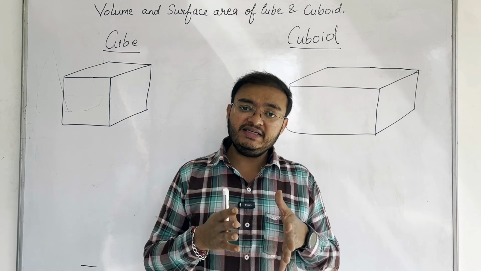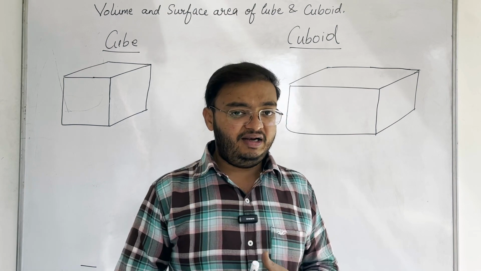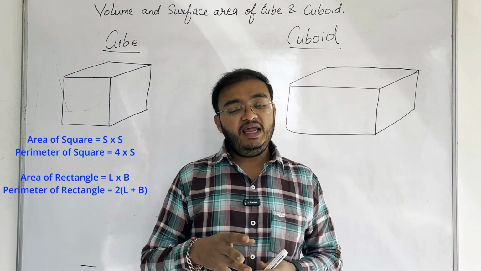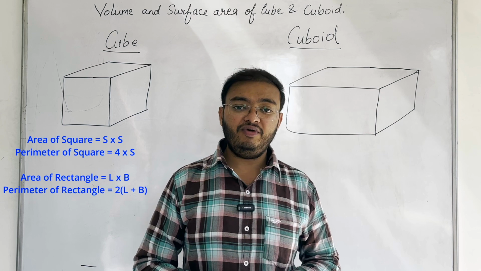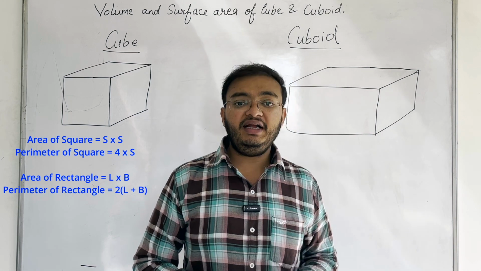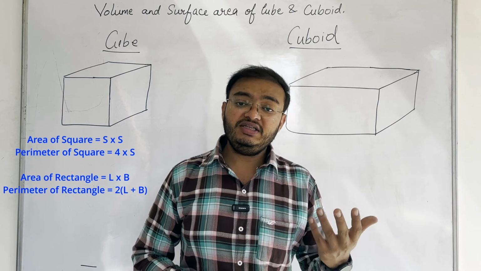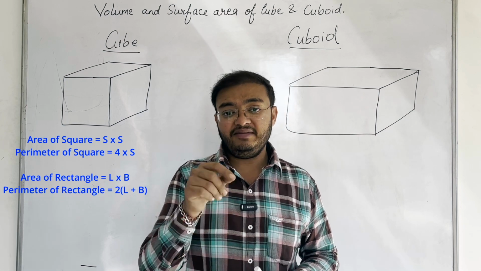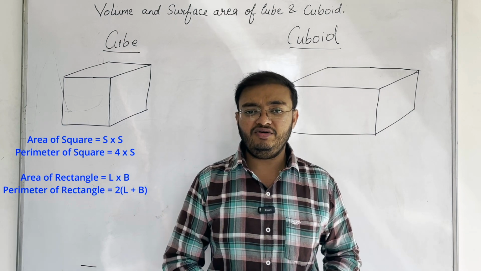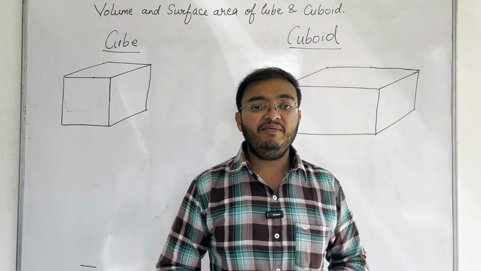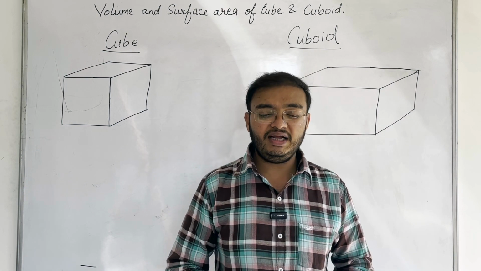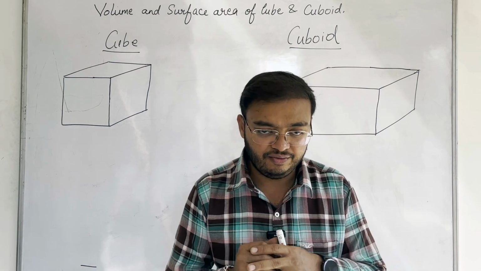So if we know the basic formulas of square and rectangle, like area of square is side into side, perimeter of square is 4 into side, area of rectangle is length into breadth, and perimeter of rectangle is 2 times (L plus B), then you can definitely understand all the formulas which I am going to teach you right now. So let's begin with the formulas of cube.